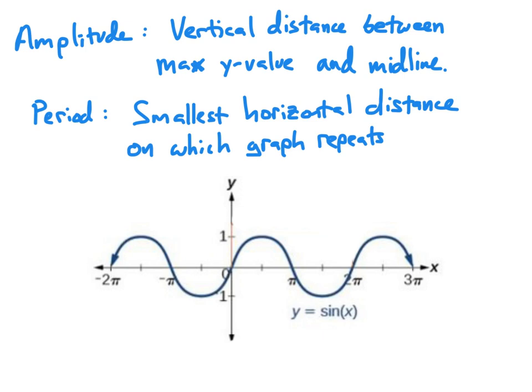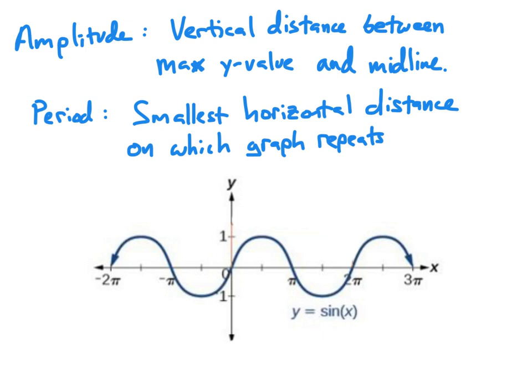Two of the basic properties for sine and cosine curves are their amplitude and period. By amplitude, we mean the vertical distance between the maximum y value of the graph and the midline of the graph. And by the period, we mean the smallest horizontal distance on which the graph repeats.